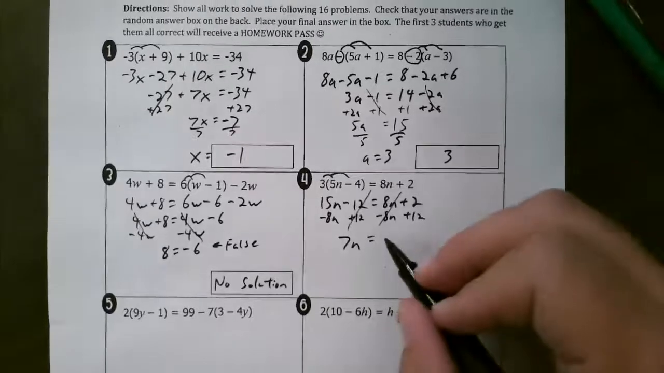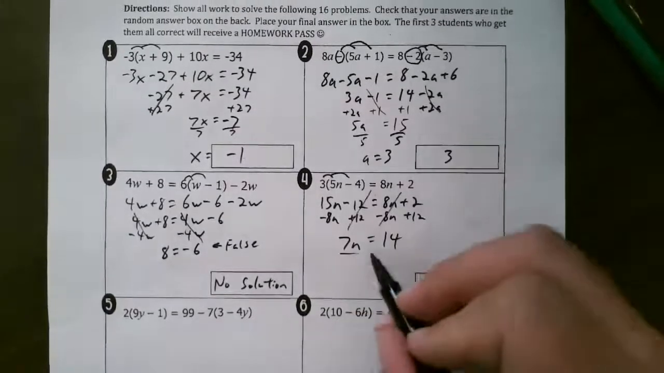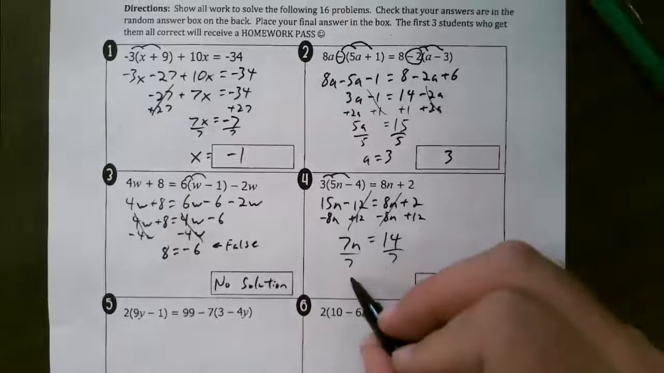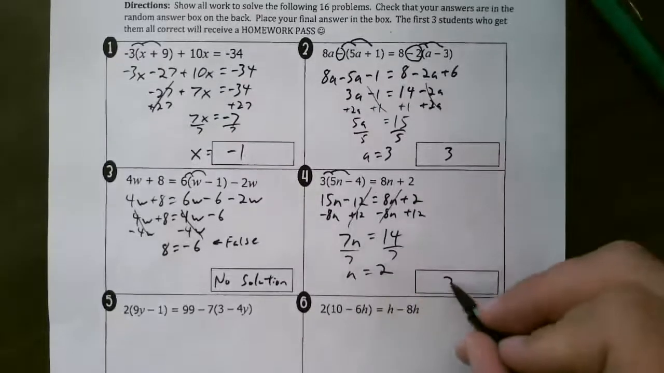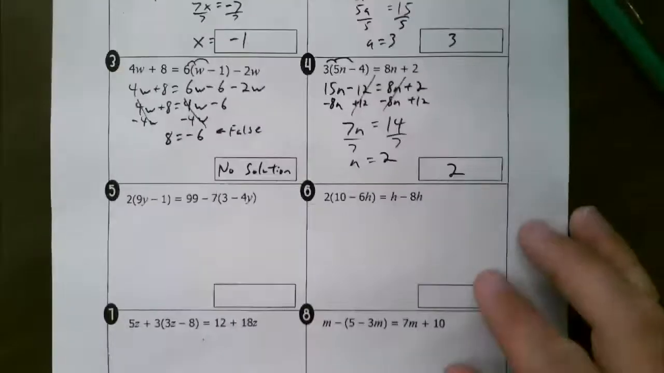2 and 12, that's going to give us 14. Divide both sides by 7, and n is 2. Number 5.